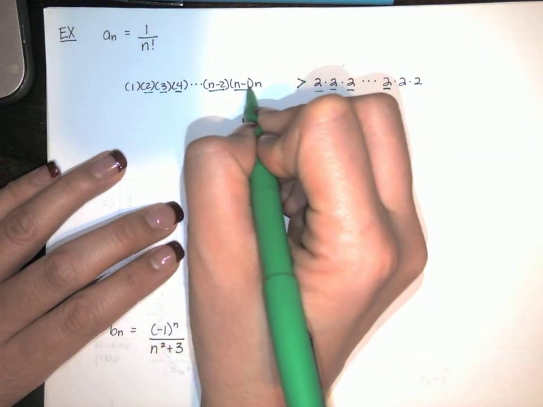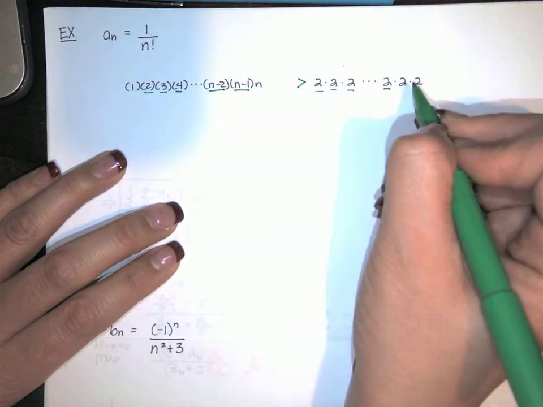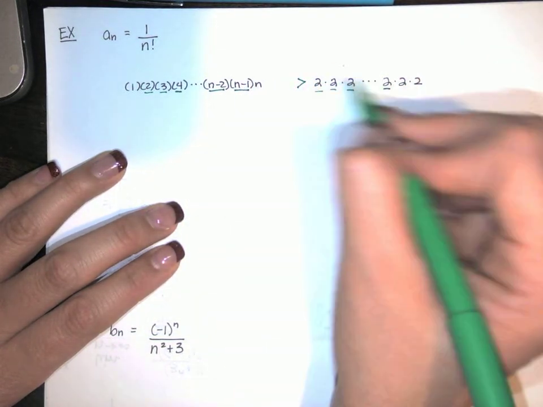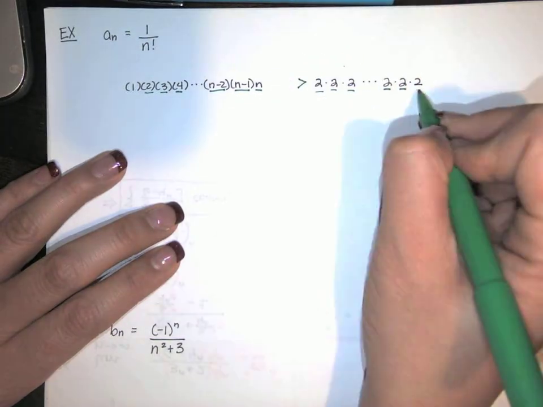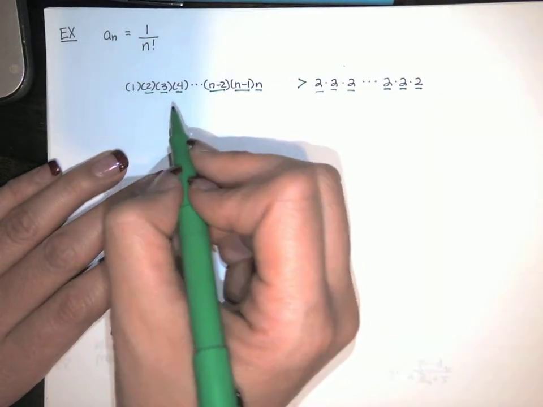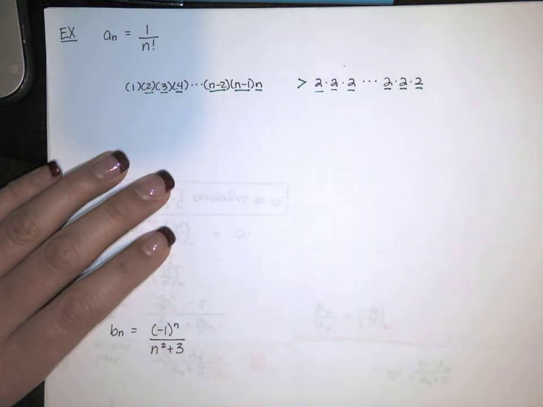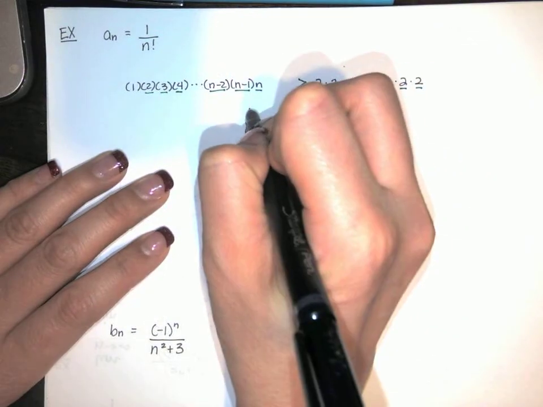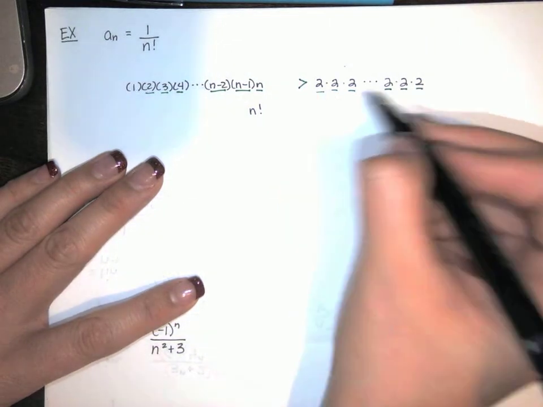And as long as n is greater than or equal to 3, well, strictly greater than 3, this n minus 1 is greater than that 2, and then this n is going to be greater than that 2. So this n factorial on this side is greater than this. This is powers of 2.